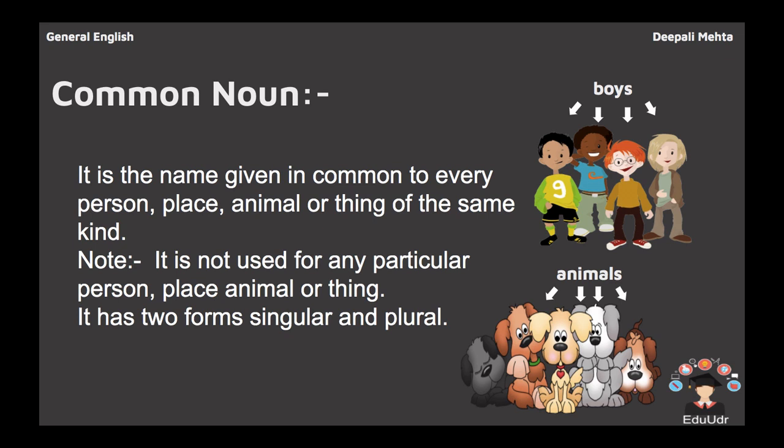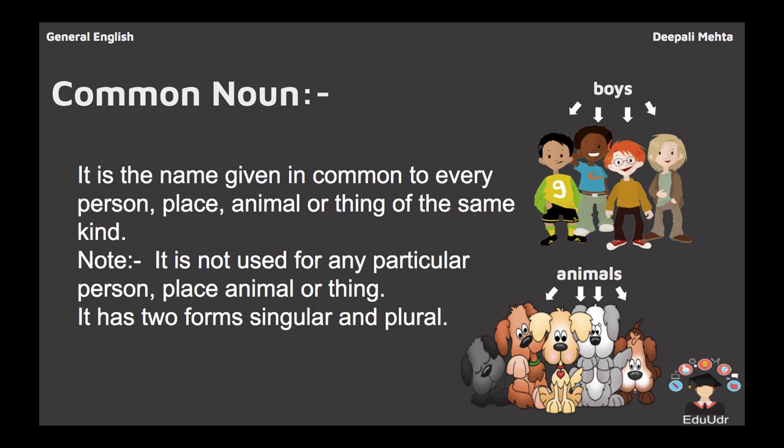Similarly, we can say girls. All girls come under the class girls. Similarly, humans. Now, these all are common nouns because they are used for a general purpose, not any particular person, place, animal or thing. They have two forms, singular and plural.